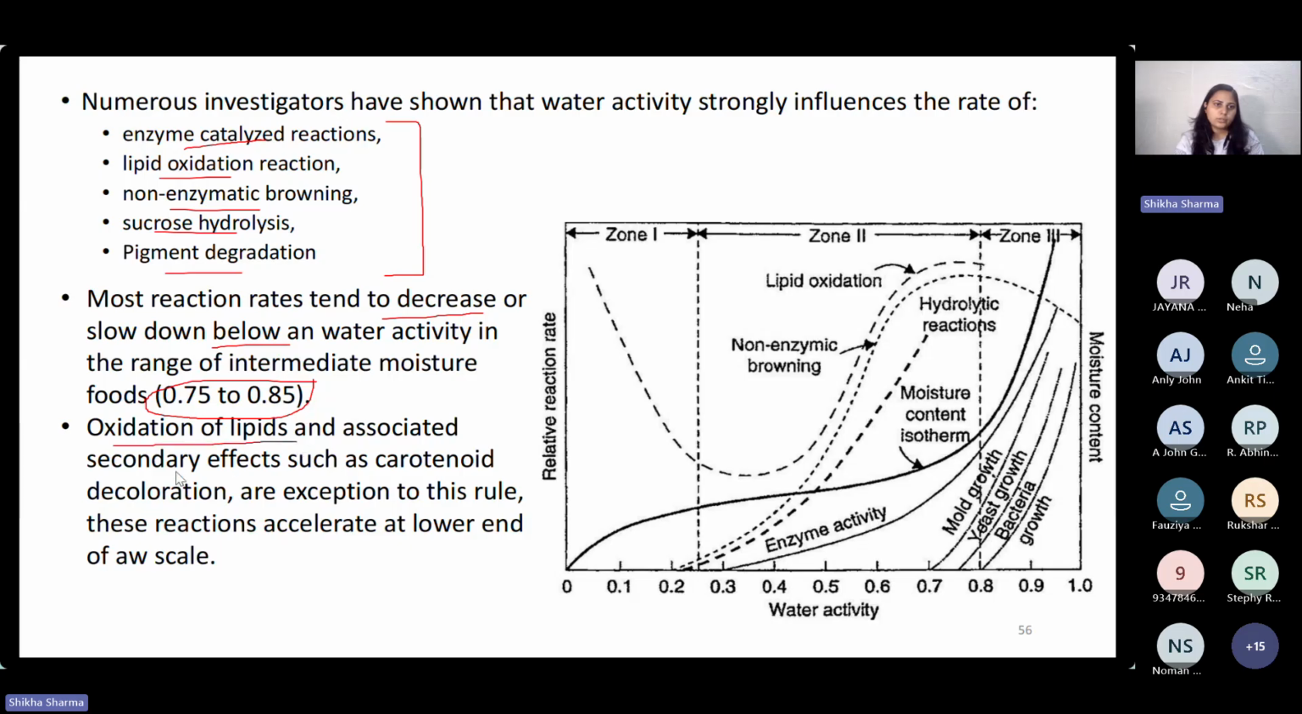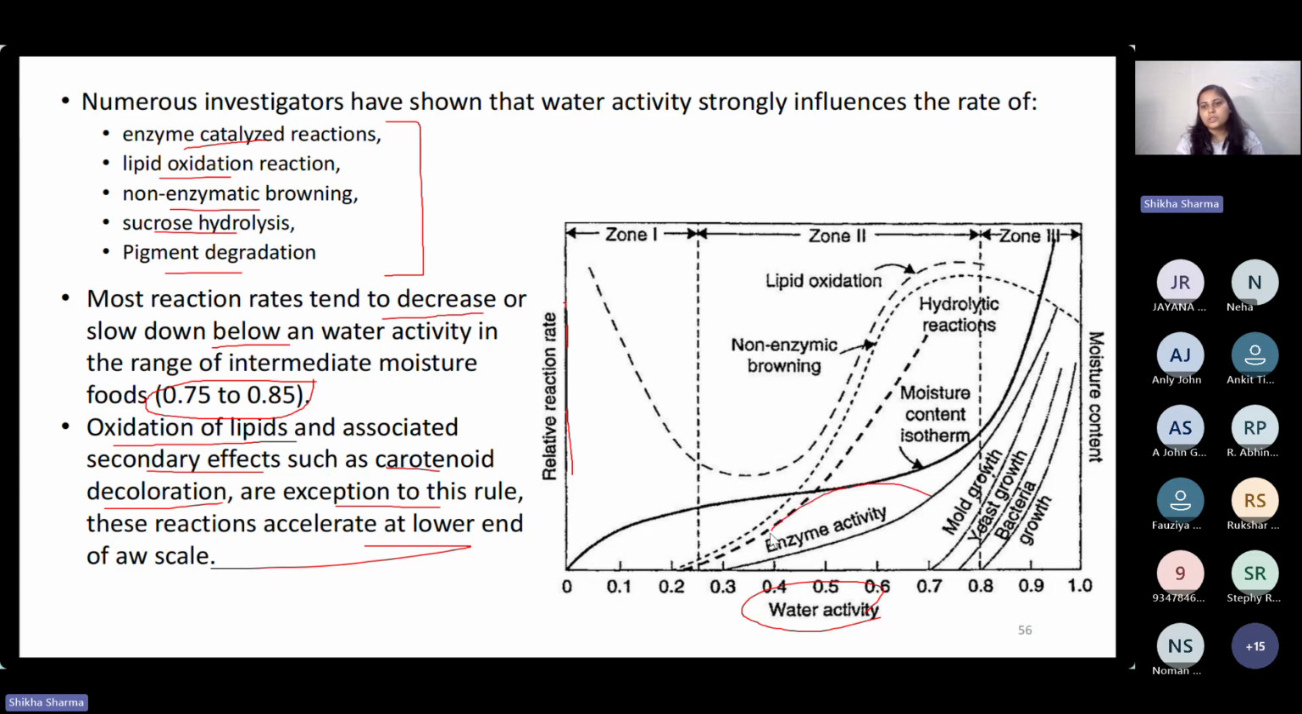Oxidation of the lipids and associated secondary effects, such as carotenoid decoloration, can also occur at lower water activity. These reactions can undergo based on how much water activity there is, so we can have the relative reaction rate. So which reaction is happening?